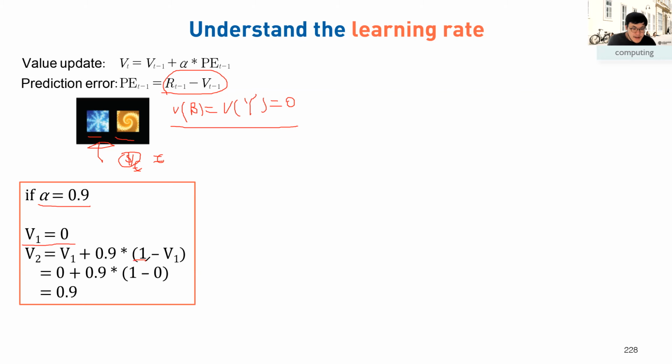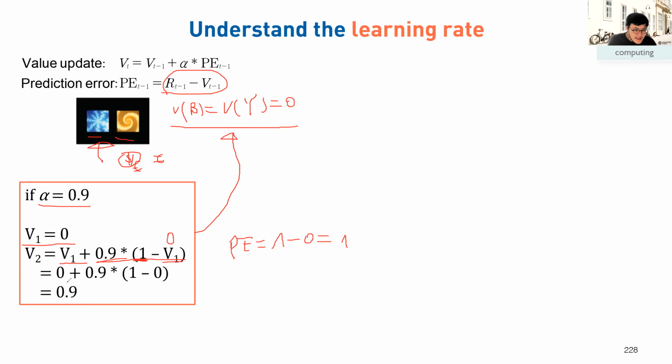Because we have a win here, we say this is 1 for the reward error calculation: the actual reward minus the prediction. What is the prediction? Well, the prediction is 0, because I said at the beginning it's 0. So our prediction error PE in this case is 1 minus 0, which is just 1. The prediction error is multiplied with the learning rate, which we suppose is 0.9. And then this is entered into the value update.